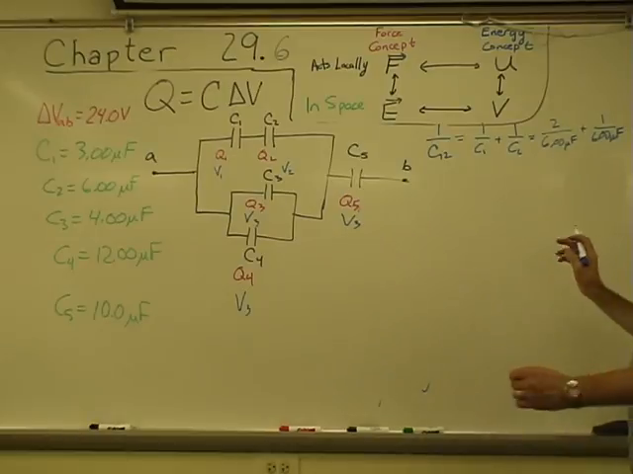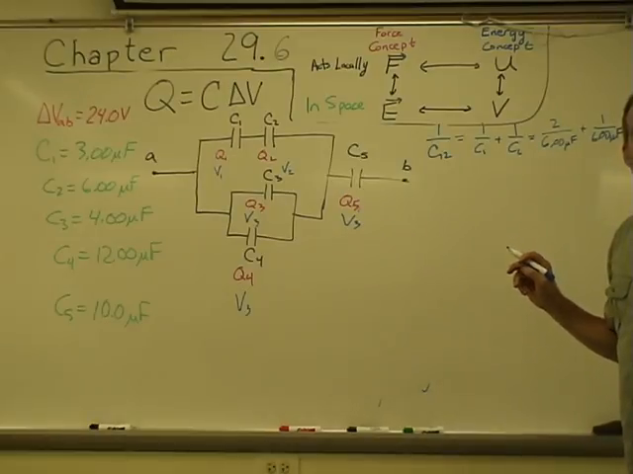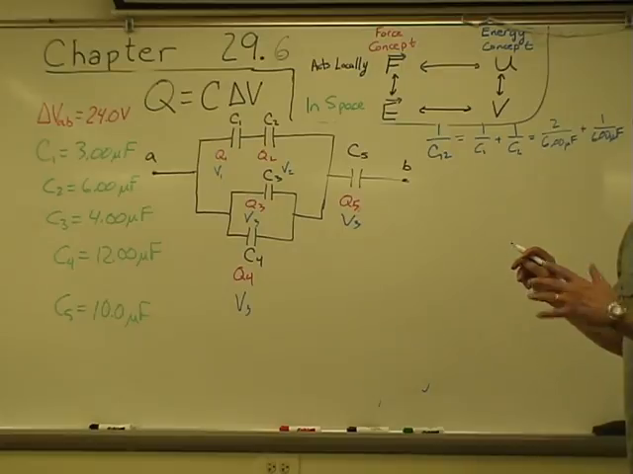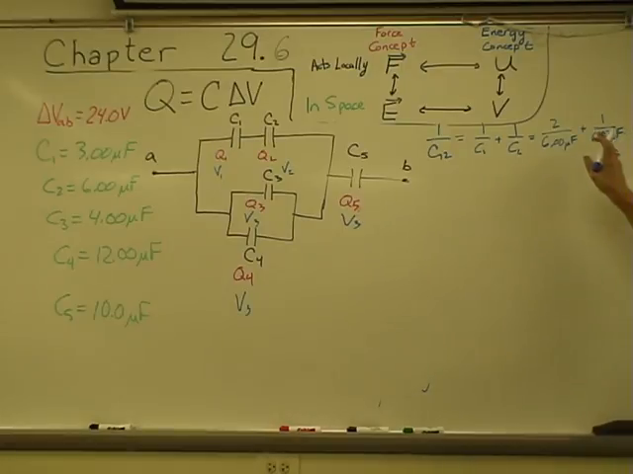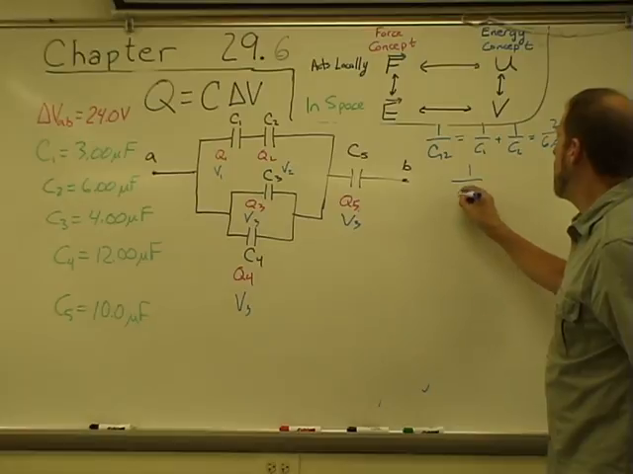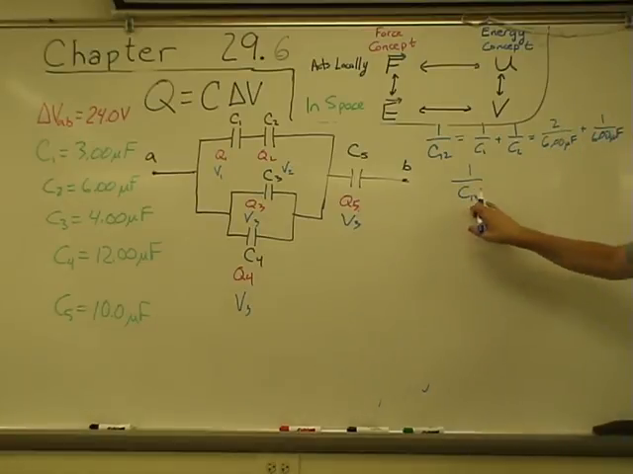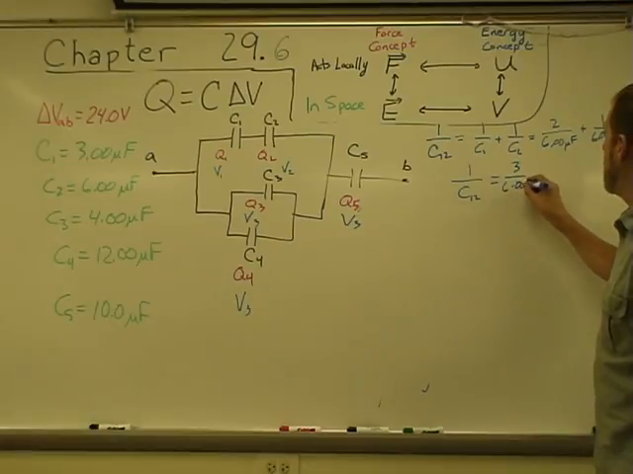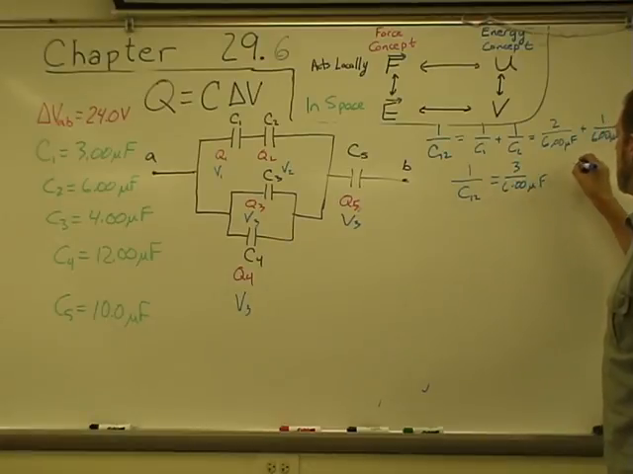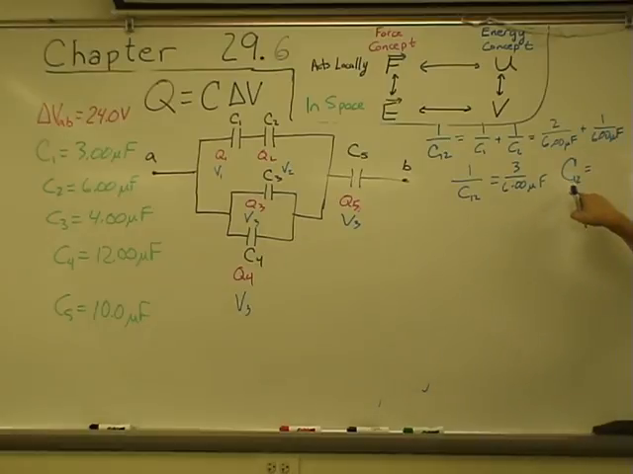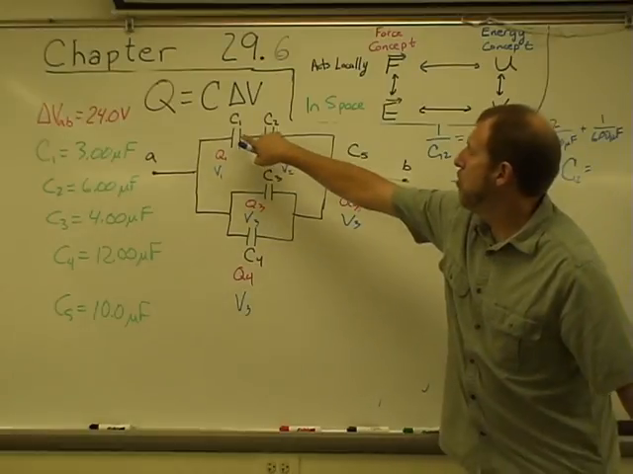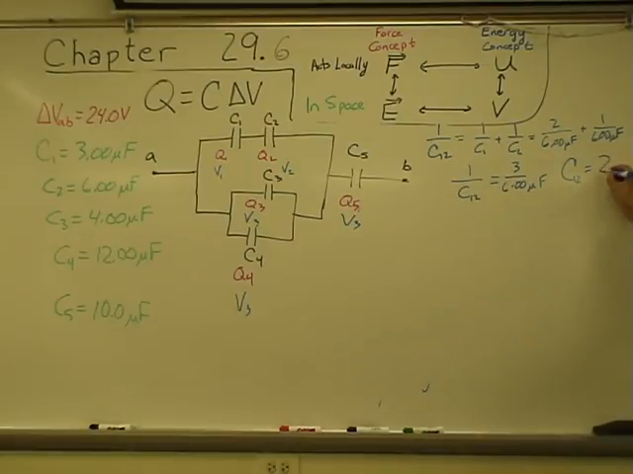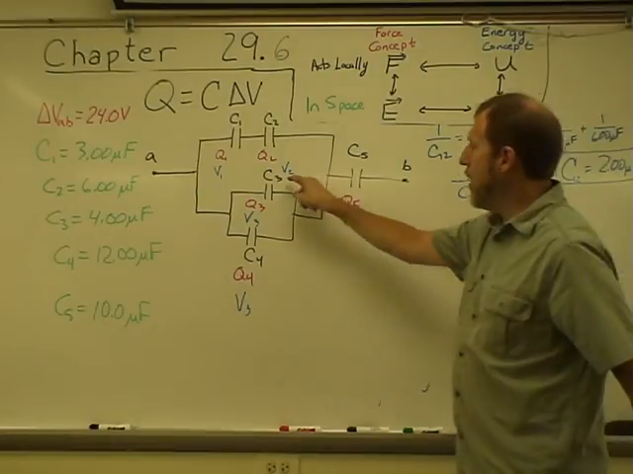Sorry, I only have this much room to work. And I'm kind of hoping that if I go too quickly, you can pause and look at some of the math steps. So therefore, 1 over the equivalent capacitance of thing 1 and thing 2 is equal to 3 over 6 microfarads. So the equivalent capacitance of C1 and C2 together is 2 microfarads.